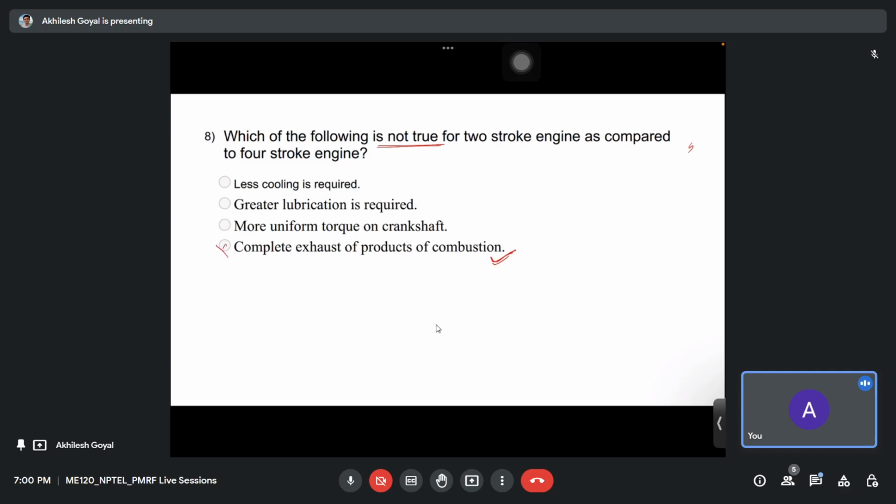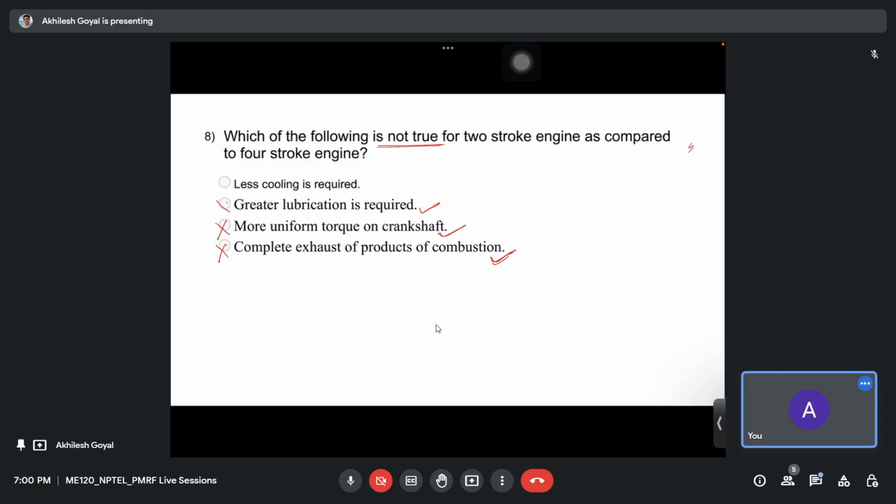More uniform torque on crankshaft, yes, as in a two stroke engine we get a power stroke for every revolution of the crankshaft, so more uniform torque is there. This is right, but for this question the option is wrong. Greater lubrication is required, this is also right for a two stroke engine, so this cannot be the answer.